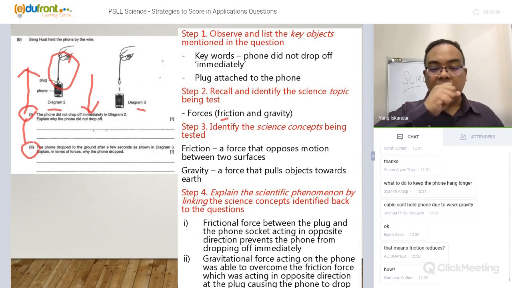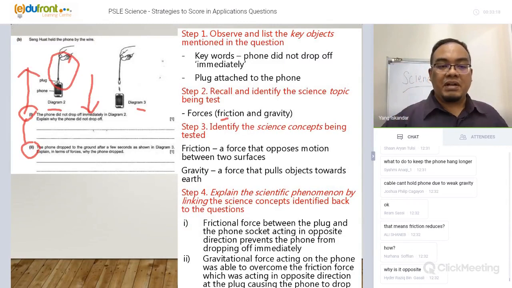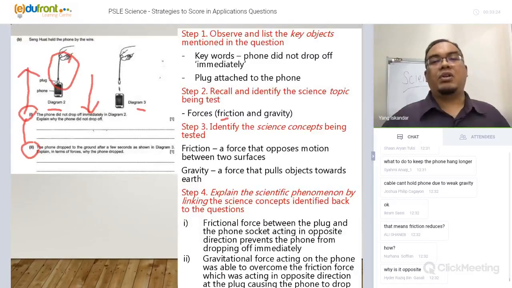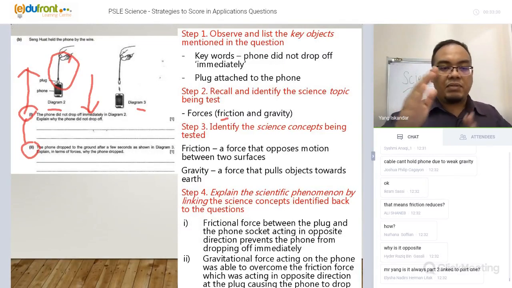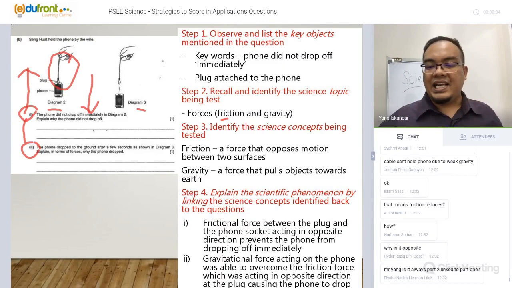Now, if the frictional force is strong, if we have a great frictional force, the phone will not drop off. But why did it drop off? Because the gravitational force, or the gravity, was able to overcome the frictional force that was acting in the opposite direction. So that's why the phone dropped off. Okay, so this is about relative force. One is going downwards, the other one is going upwards. So which one is stronger? Okay, understand, class?